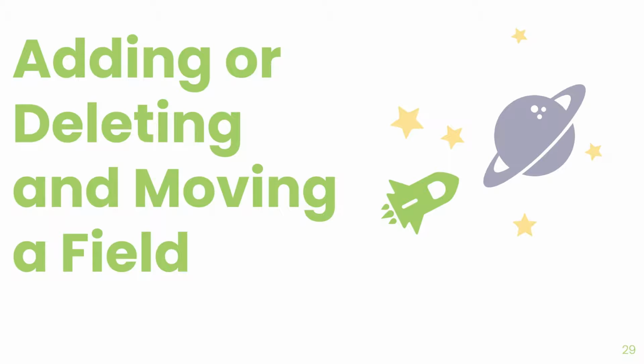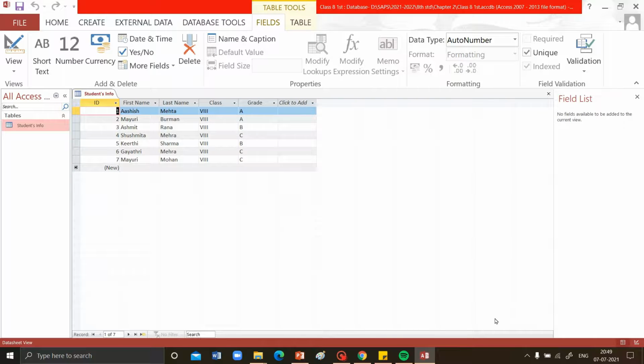Adding or deleting and moving a field. To add a field, first we have to click on the column header to the right side of which you wish to insert a field. So I want a field after last name. I'll click on this column header, last name. Then we have to go to the Fields tab. Here there is a group called Add and Delete.